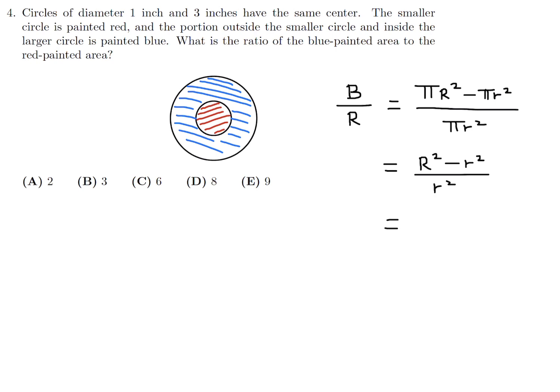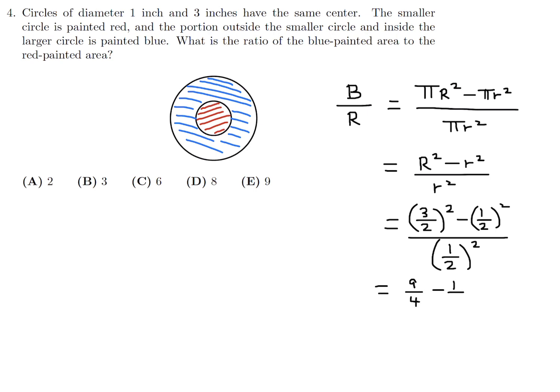All right, let's now put in the radius values. So the big R is going to be 3 over 2 because the diameter is 3. Small r is a half because that diameter is 1. And there you go. That's your equation. So this is 9 over 4 minus a quarter, over a quarter. And that looks like 8 over 4. Invert and multiply, and you'll get 4 over 1. And that is just 8. So number 4, the answer is D.